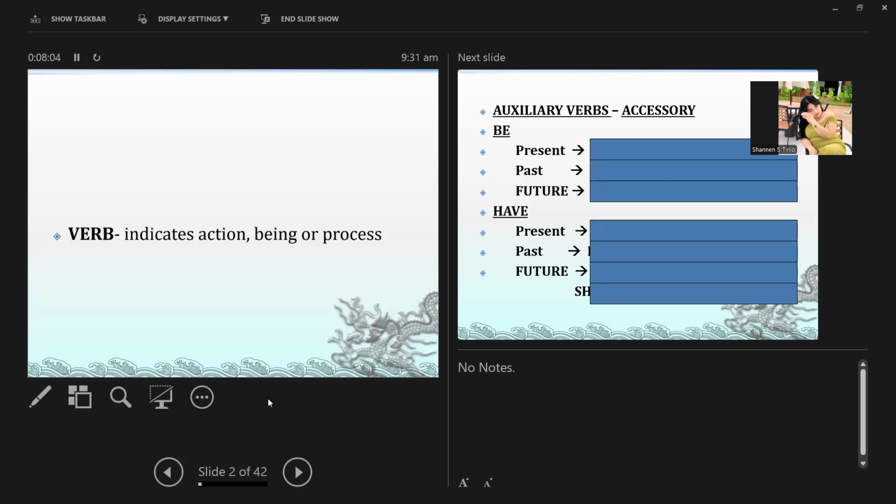Alright, so the two main parts of a sentence are the noun or the subject and the verb. Without those two, your sentences will be irrelevant. Okay? Or what you call dependent clauses.